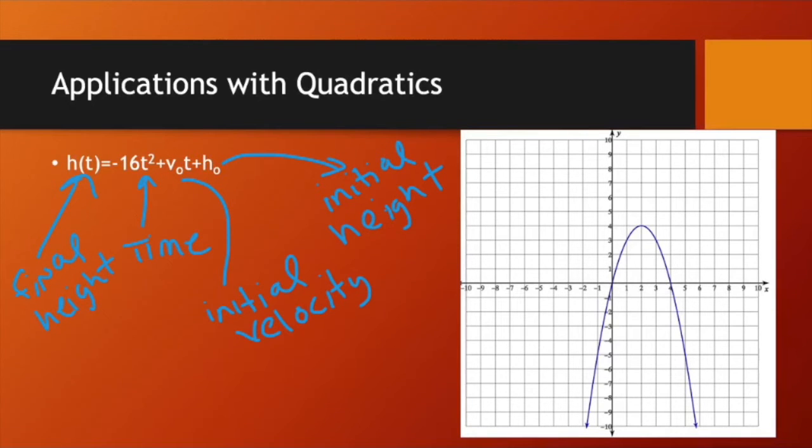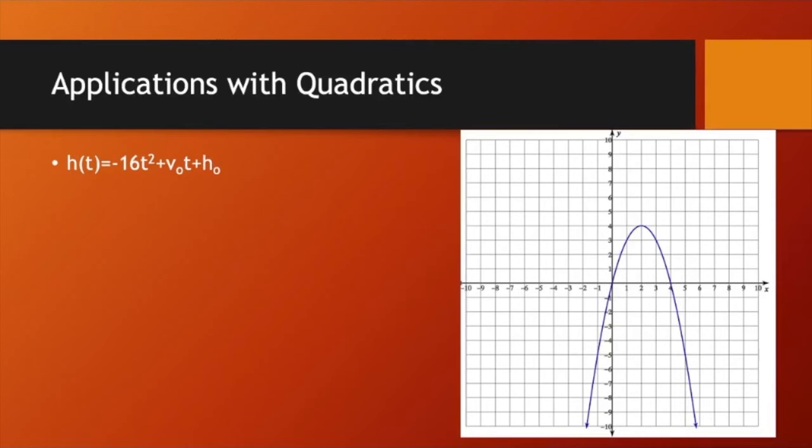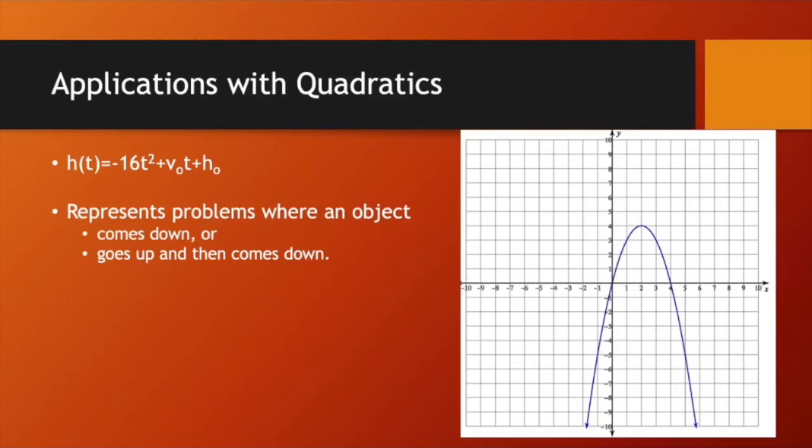A little note that you'll want to put for this h of t, the final height: if it lands on the ground, its final height is 0. All right? If you drop it, your initial velocity is 0. If it lands on the ground, the final height is 0. Okay. Let's review really quick. This problem represents objects that go down. It can also be something shot where it goes up and comes back down. All right?